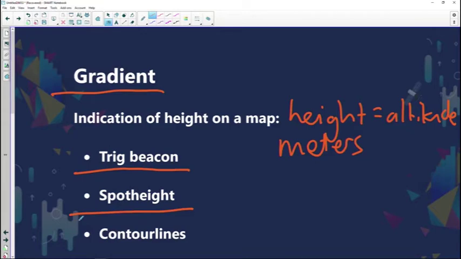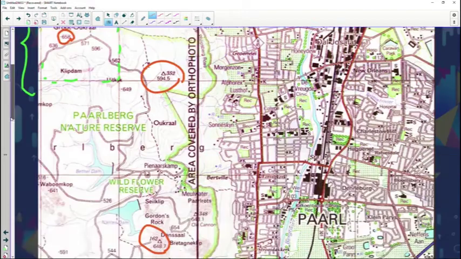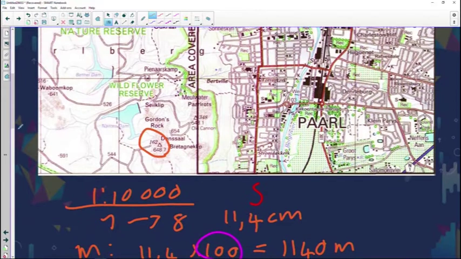We've dealt with them a couple of times when we did calculations, and as you can see, there's a spot height situated over there. It tells us it's 658 meters in altitude. Just to show you another one, there's another one, 591 meters in altitude.